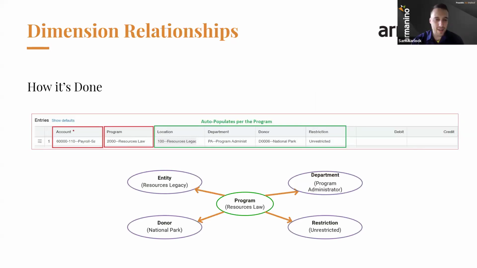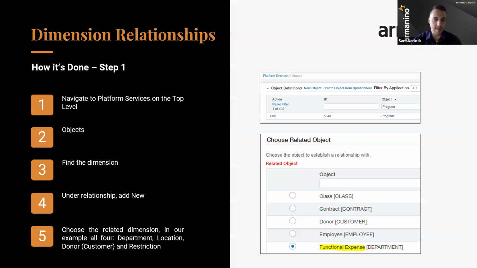So in this case, a user can just select the single program. Everything else is going to auto-populate, and they save time. They're only entering one or two fields as opposed to entering six fields every single time. This also ensures that the proper location, department, donor, and restriction are selected that relate to that program. So it's actually a twofer: it's saving time and ensuring more accuracy.